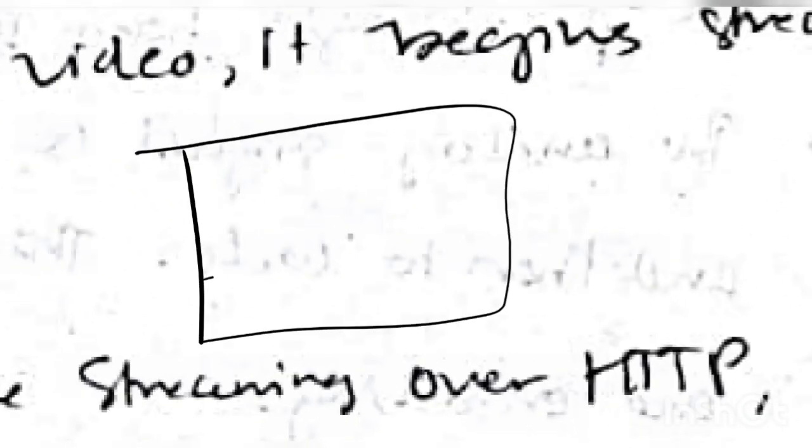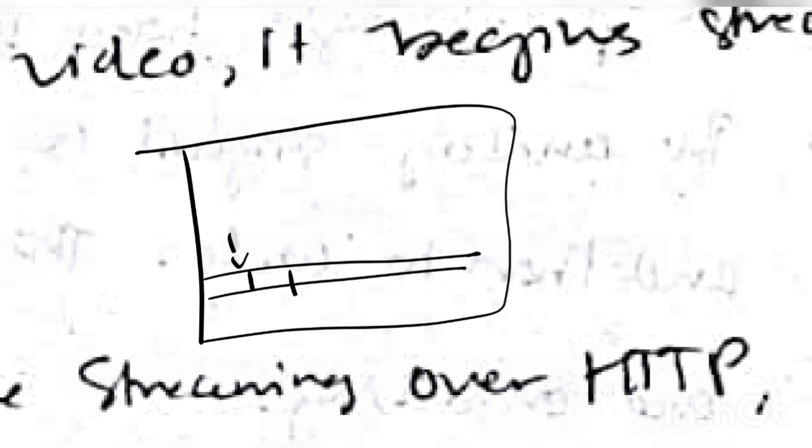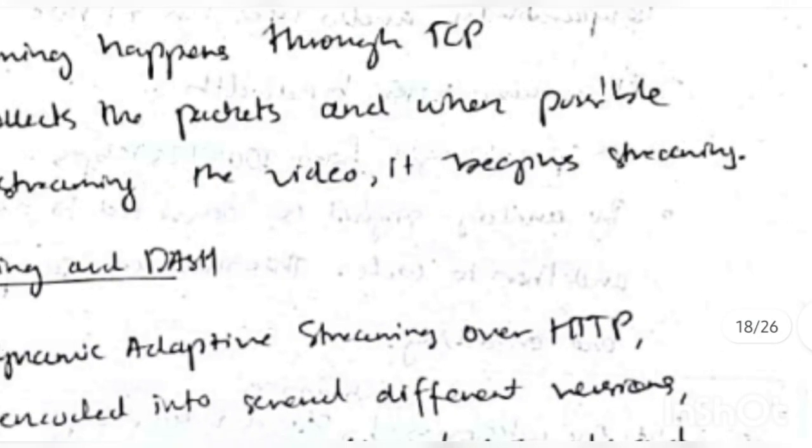In YouTube, when you play any video, in the timeline you have the red bar, and you have a gray bar also. That gray bar is nothing but the packets coming in and getting collected. When sufficient packets are collected, it will start streaming the video. So that's basically HTTP streaming.